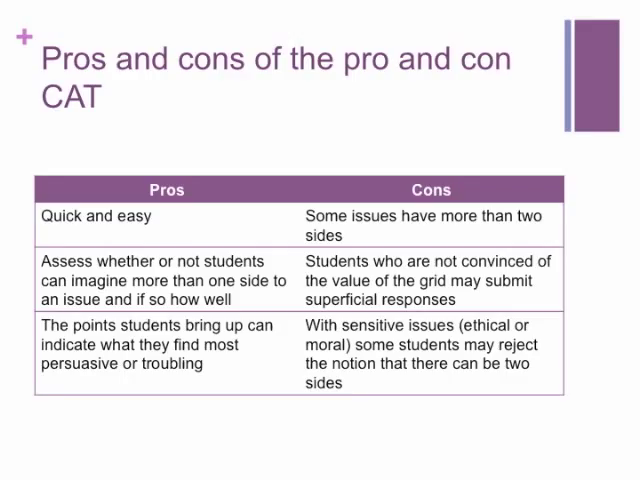The grid has its limitations, however. First, many issues have more than two sides. Second, students who do not see the value in the grid assessment may submit superficial responses. And lastly, when it comes to sensitive issues, some students may reject the idea that there can even be two sides to the argument.